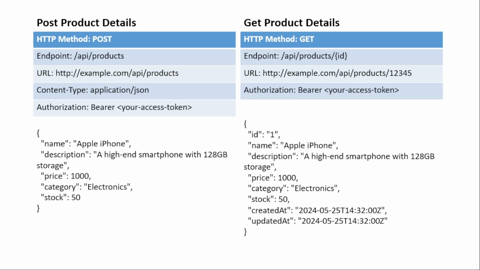Next is get product details. So the method is GET, and the endpoint is /API/products/ID. We are trying to fetch the product details based on its ID. The URL is your domain name, then API products, then the product ID. Authorization is your bearer token. So this will provide us a JSON response with all the data requested.